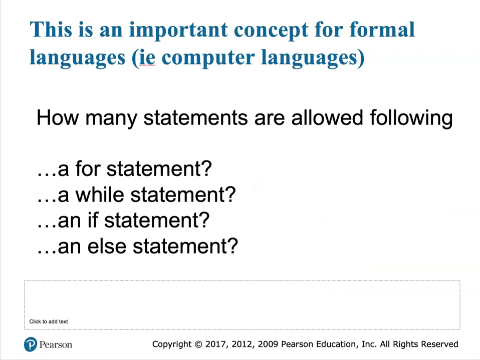This is something that's really important to understand when dealing with formal languages, i.e. computer languages. There is a structure that is defined, and if you understand how that structure is defined, it will make some things that seem arbitrary much more understandable. So, how many statements are allowed after a for statement, or a while statement, or an if statement, or in an else block? You might say, well, as many as you want. It certainly seems that way, but that's actually incorrect.